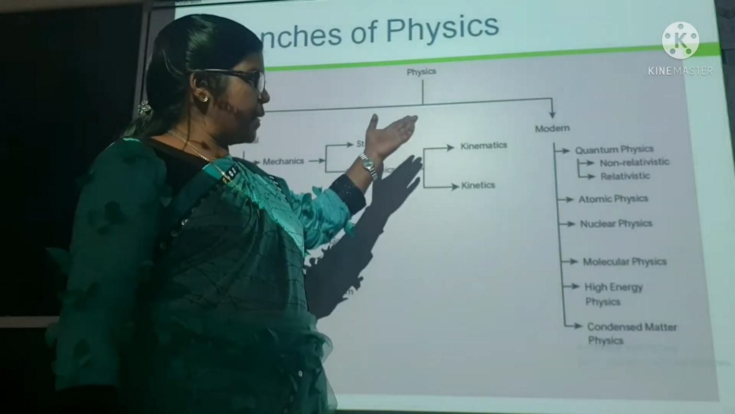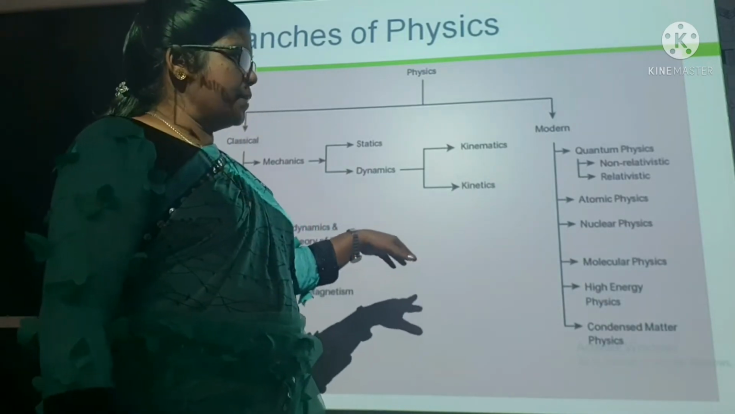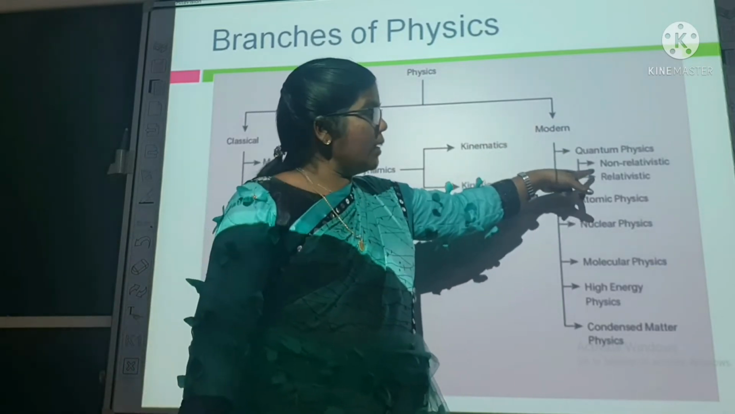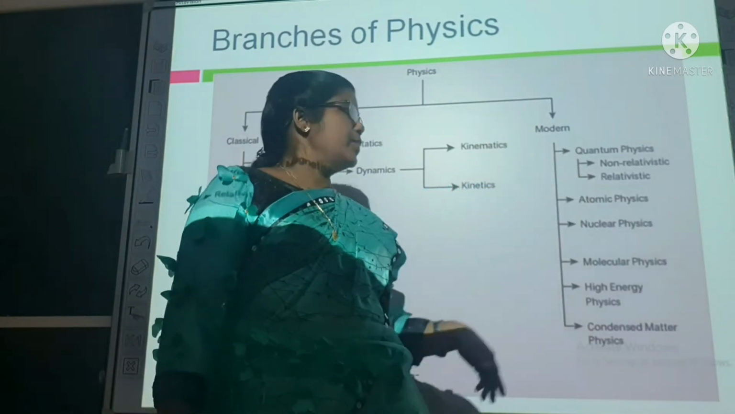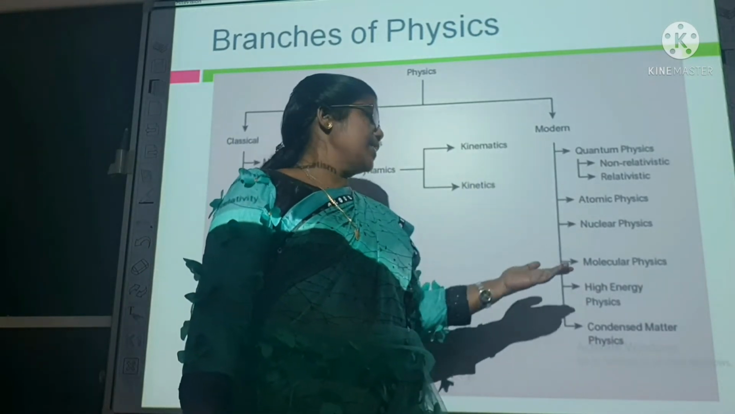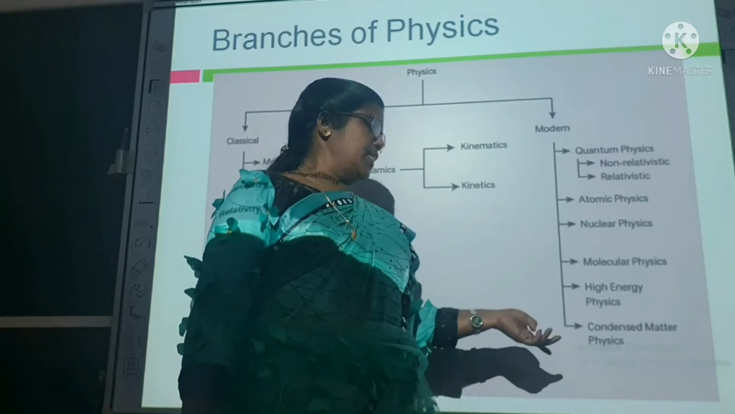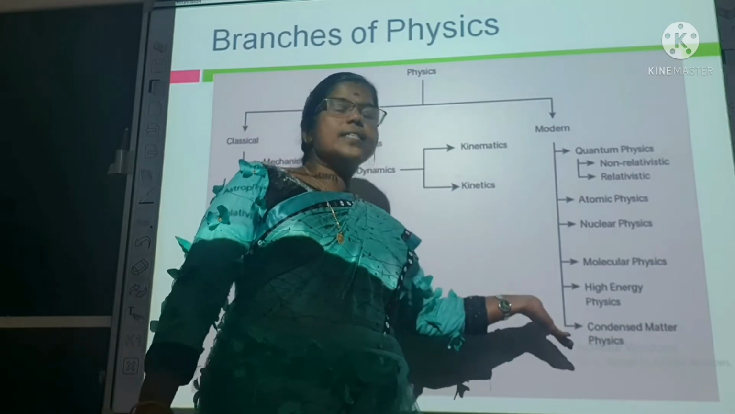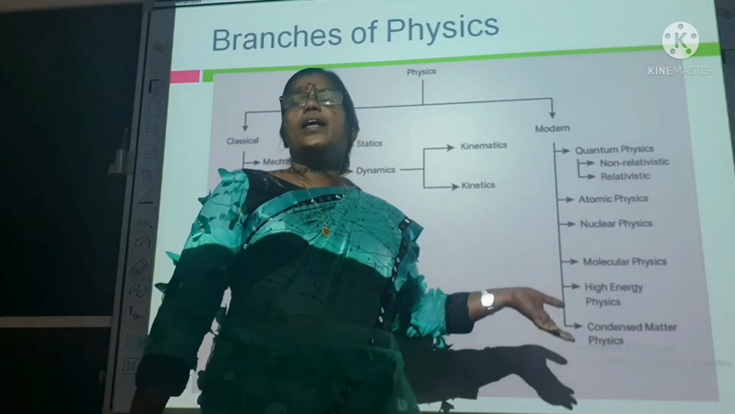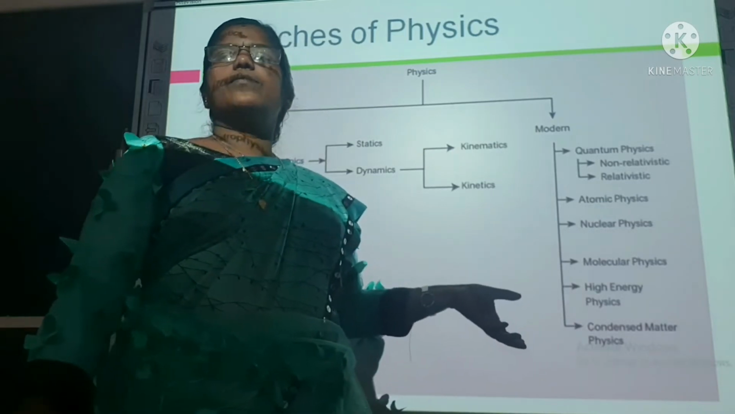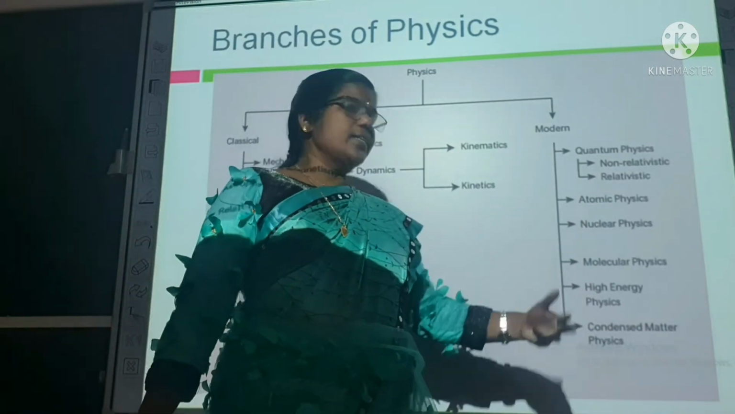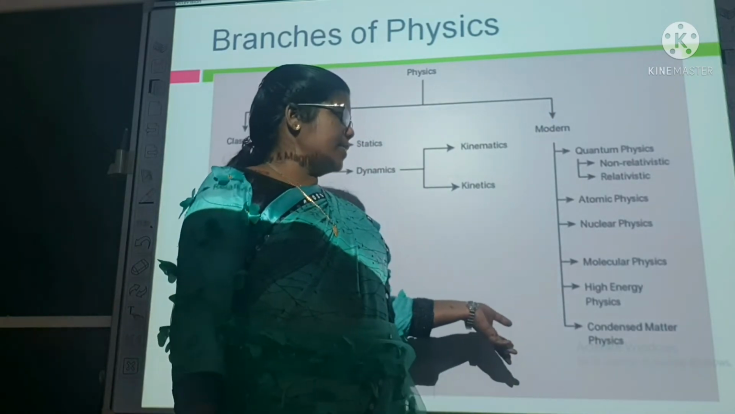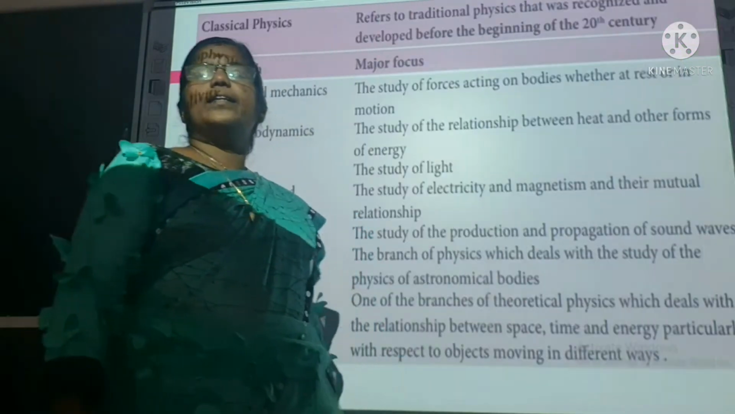Dynamics is divided into kinematics and kinetics. And in modern physics, you will be studying quantum physics. Even in quantum physics, non-relativistic and relativistic quantum physics, then atomic physics, nuclear physics, molecular physics, high energy physics and condensed matter physics, that is solid state physics. These things pave the way to our computer science. New inventions were made based on this. So condensed matter physics, our electronics, electromagnetism, all these things are taken from condensed matter physics.